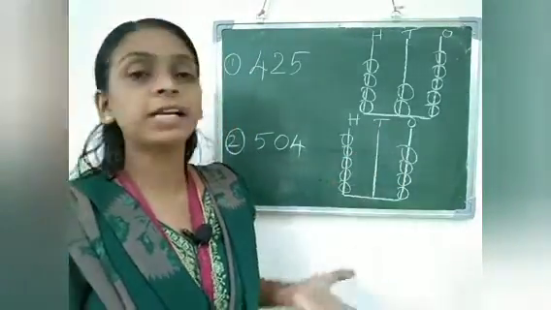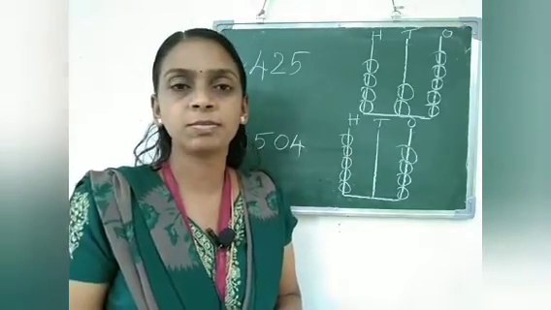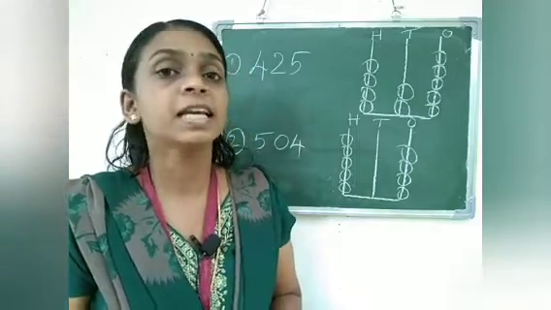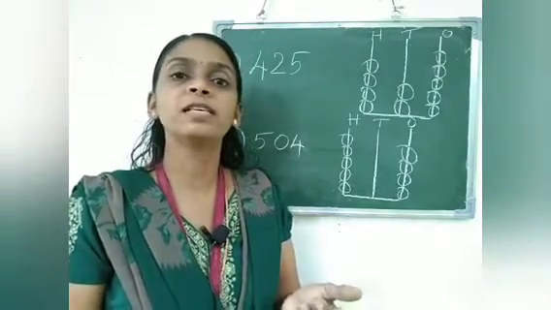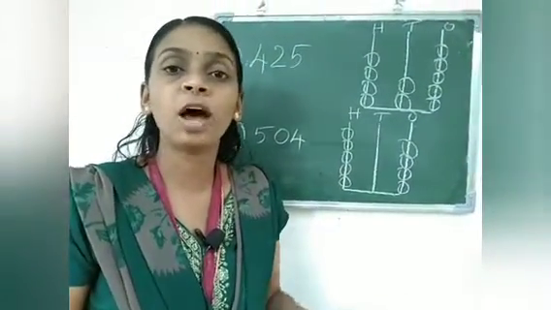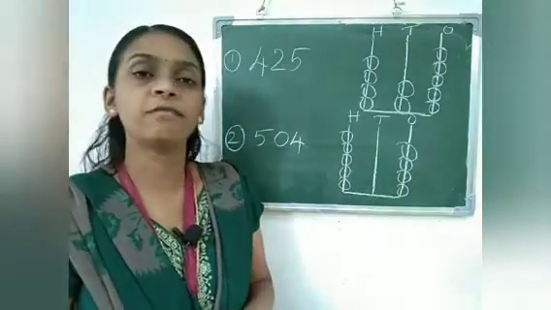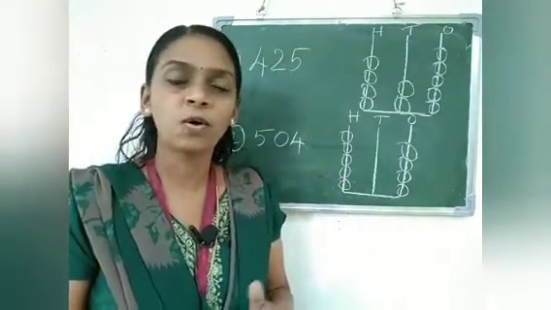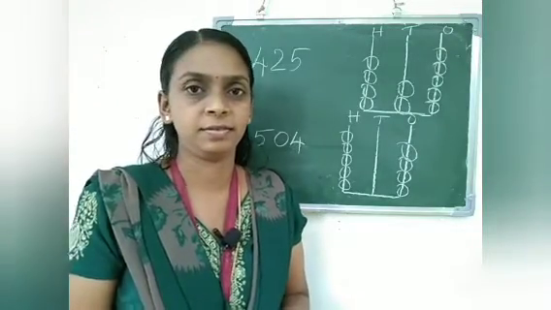So 5 beads on the hundreds place. We didn't draw any bead on the tens place because the number is 0. And in the ones place, the number is 4, so we drew 4 beads. So we represented 504 on an abacus. I think all have understood how to represent a 3-digit number on an abacus.